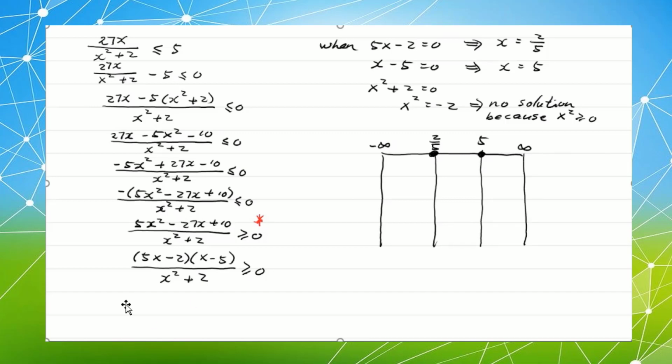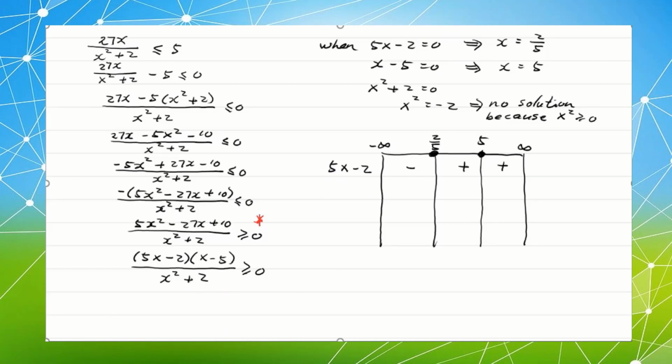First, we test 5x minus 2. For the values x less than 2 over 5, we found that 5x minus 2 is negative. When x is greater than 2 over 5 and less than 5, 5x minus 2 is a positive value. And when x is greater than 5, 5x minus 2 is also a positive value.